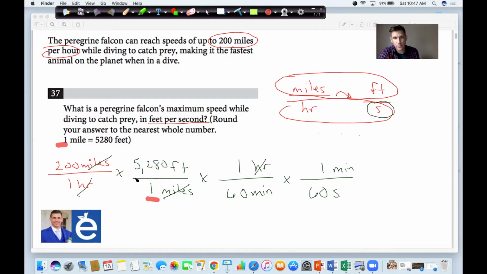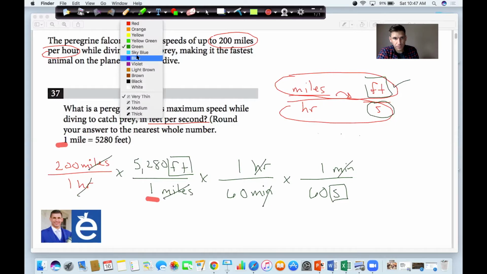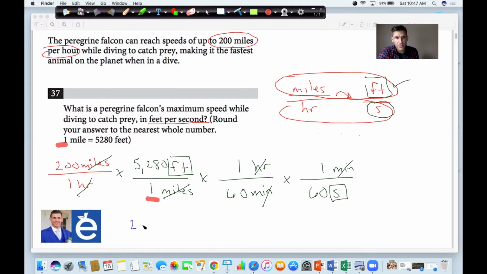These cancel, and I keep my units of feet because that's what I want to stay in. My minutes will cancel, and I want to keep my units of seconds. So mathematically this is my expression, this is what I'm looking to do. Here I have 200 times 5,280 over 60 times 60, and I can simplify the bottom to be 3,600 if I want.